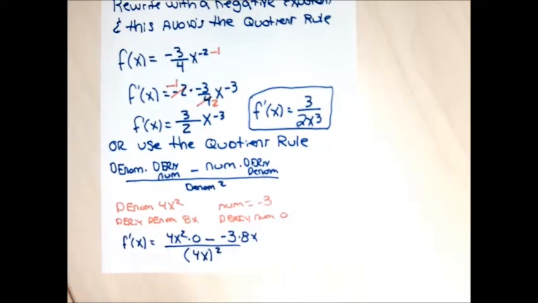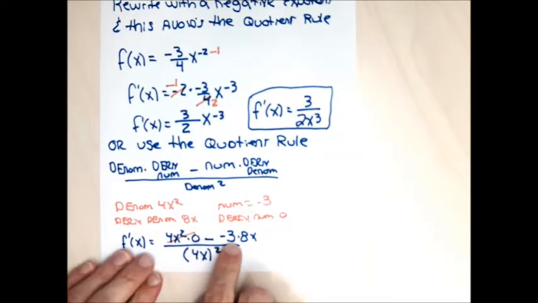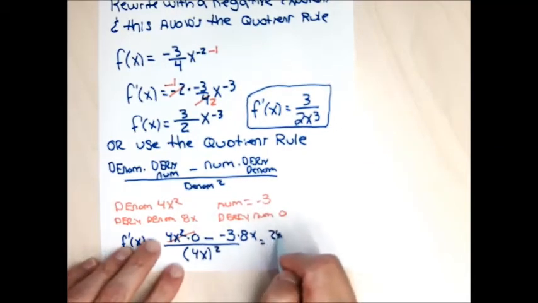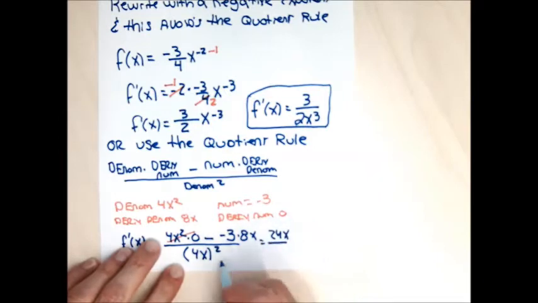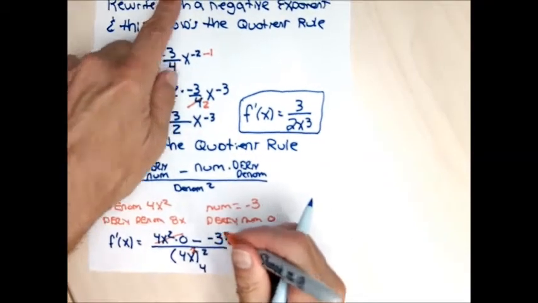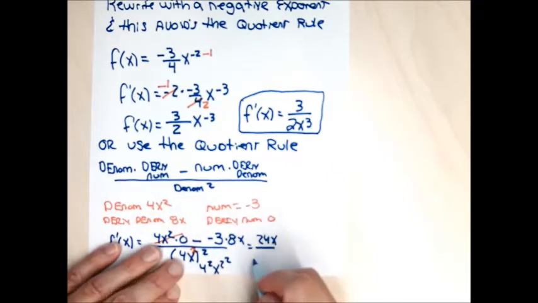In the numerator, this piece turns into a 0. This piece is negative 3 times 8x. The double negative turns positive. I'm left with a 24x. And in the denominator, this 4x squared, I forgot a square here. It's 4x squared, all squared. In the denominator, this is 4 squared and x squared squared. Squaring the 4, you get 16. Squaring the x squared, you multiply the exponents and get x to the 4th.